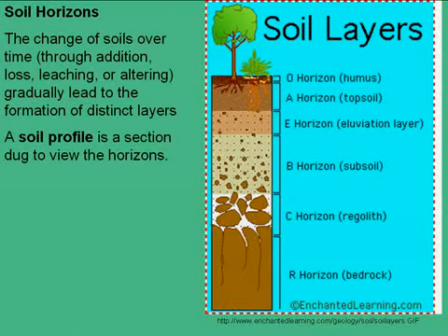And the way you get soil horizons is basically through a change of the particular soils over time, through a number of different physical and chemical processes, including addition of new soils, loss of soils through erosion or leaching or other processes, or physical or chemical altering of the soils within the particular profile, which gradually lead to the formation of distinct layers within that profile. And a profile is simply the section that's dug to view the different horizons.